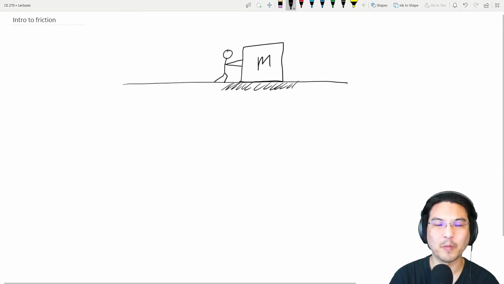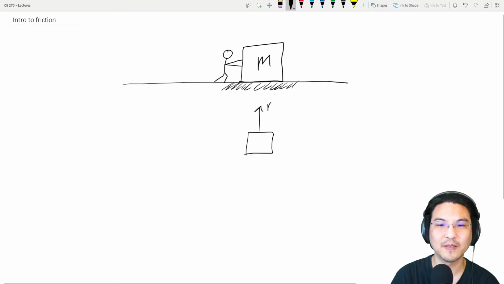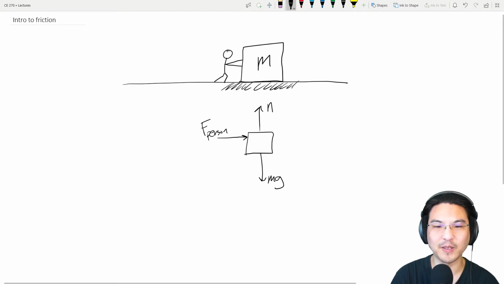Okay, so then if we draw the free body diagram, there's normal force from the ground. There's this force that you're applying, I'll just call it force from the person. The crate has weight. And then there's going to be friction opposing the motion over here. I'll call it small f for friction.